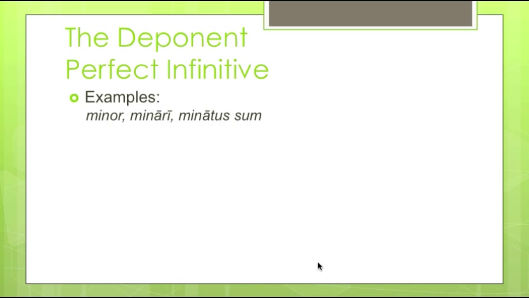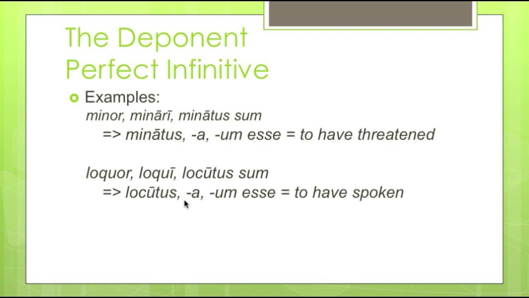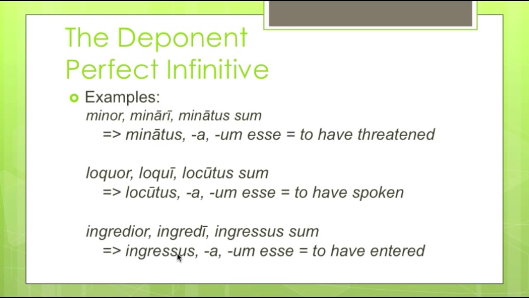Let's look at some more examples of making the deponent perfect infinitive. From minor, minari, minatus sum, which means to threaten, we have minatus esse. That's the infinitive, to have threatened. Minatus esse means to have threatened. From loquor, loqui, locutus sum, we can get locutus, locuta, locutum esse, which means to have spoken. And from ingredior, ingredi, ingressus sum, we change the sum to esse, and we get ingressus esse, which means to have entered.